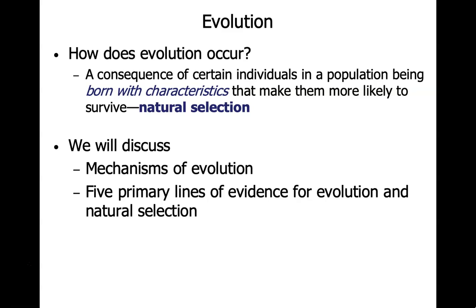So evolution occurs because some individuals are born with characteristics that make them more likely to survive compared to other individuals. So we're going to talk about the mechanisms of evolution, the sort of processes that affect a population and cause them to change over time. And then we're going to talk about 5 lines of evidence for evolution and the process of natural selection.